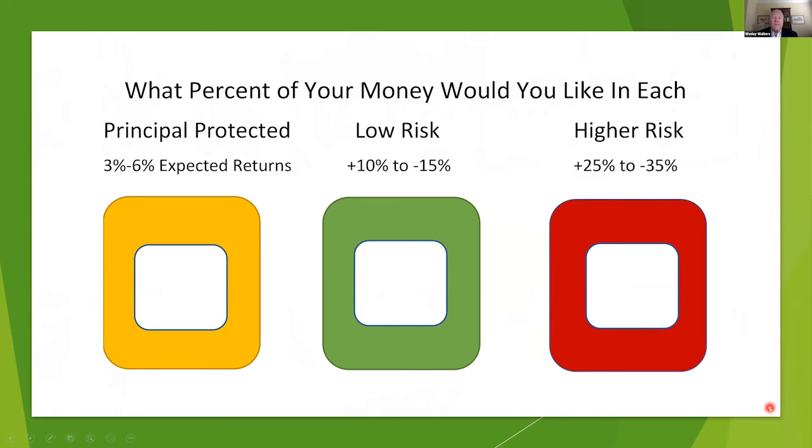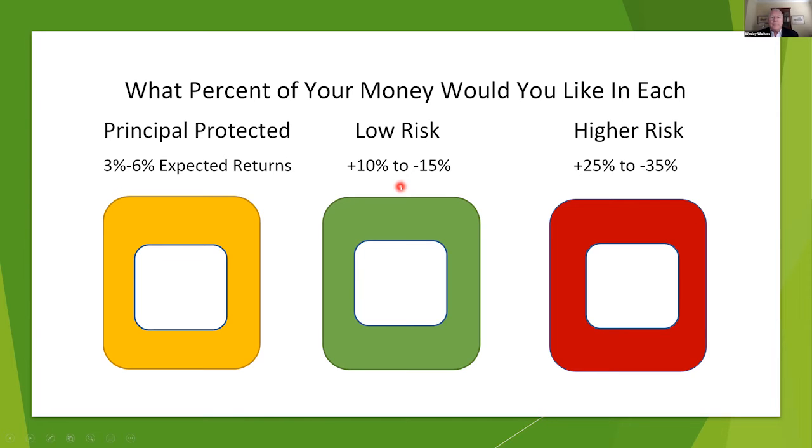So let me ask you this question. This is a great starting point for my meetings with clients. Imagine you could write a check. You had all of your money available in cash. What percent would you like to put in each of these options? So option number 1, you have principal protected, and you can expect 3 to 6% returns. Sometimes they'll be lower, sometimes they'll be higher, but at no time are you going to lose principal.